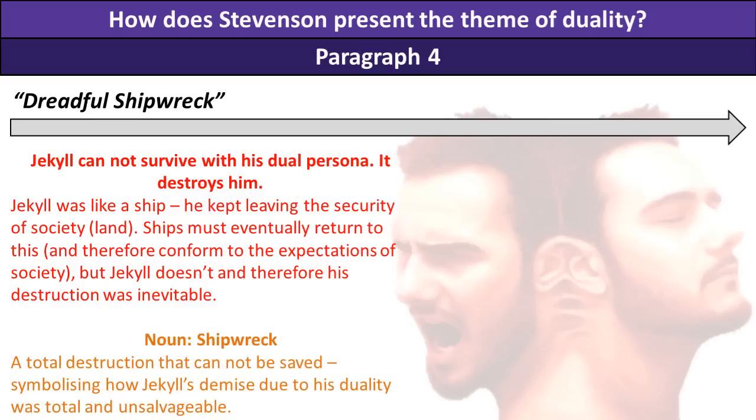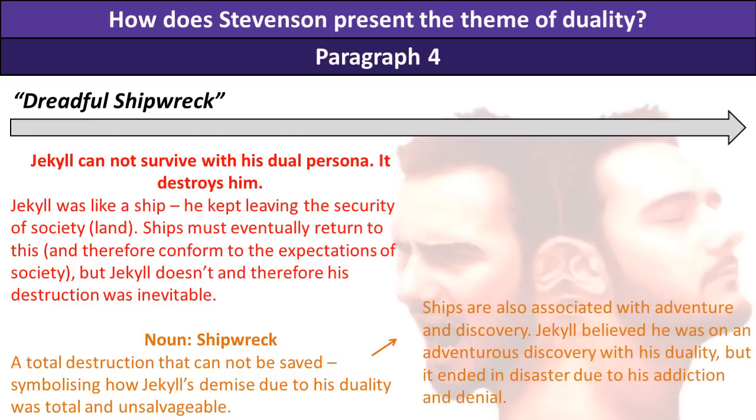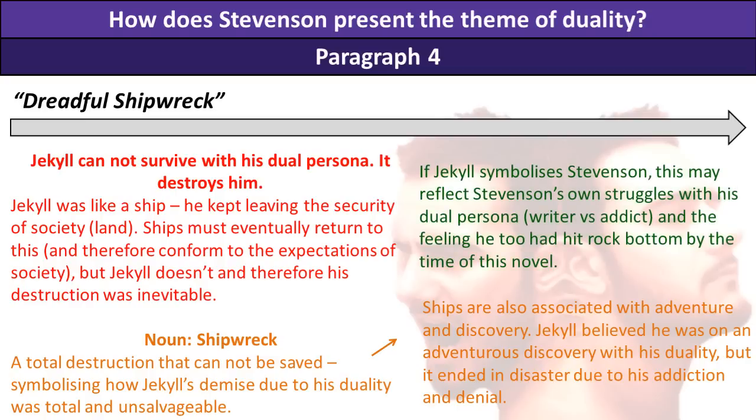Now the noun here, shipwreck, is a total destruction that cannot be saved, symbolising how Jekyll's demise due to his duality was total and unsalvageable. Now, ships are also associated with adventure and discovery, so Jekyll believes he was on an adventurous discovery of his duality, but it ended in disaster due to his addiction and denial. Now, I believe here that Jekyll symbolises Stevenson, and this may reflect Stevenson's own struggles with his dual persona, for he was an established writer, but also a cocaine addict, and felt he too had hit rock bottom by the time of this novel.